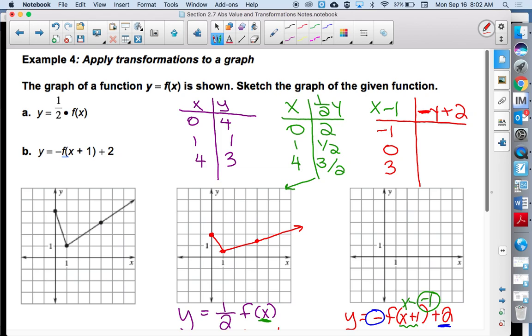So we subtracted 1, which is really shifting the graph left. The y values, I need to make the y negative and then add 2 to the value. So I had a 4, now it's a negative 4, and then I need to add 2 to it. I need to make it negative first because multiplication comes before addition or subtraction. So I'm making the number negative and then we're adding 2.